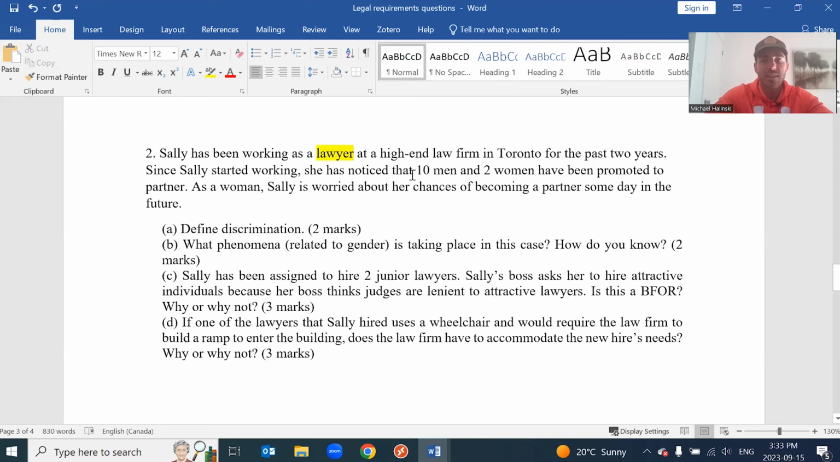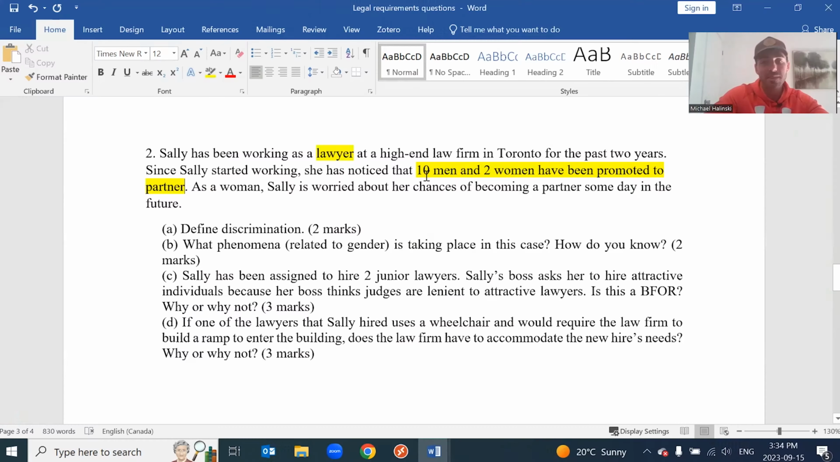Sally noticed that there are 10 men and 2 have been promoted as a partner. Okay, so this is where things get important. As a woman, she's worried about chances of becoming a partner someday. Yes, I would say as a woman, Sally, you should be very worried. Define discrimination. Okay, so this is the same thing we just mentioned. Definition, what phenomena related to gender is taking place here? Okay, and how do you know?